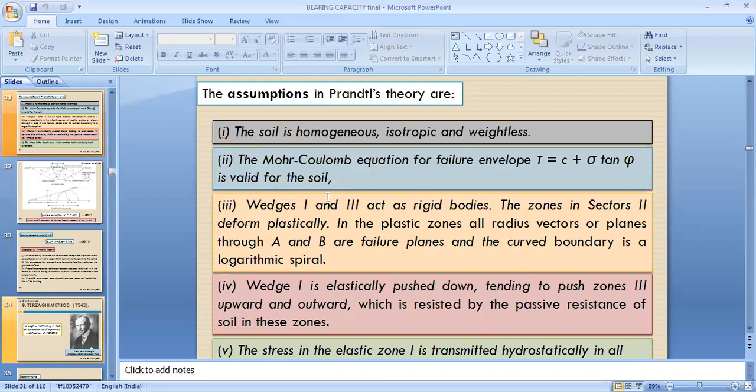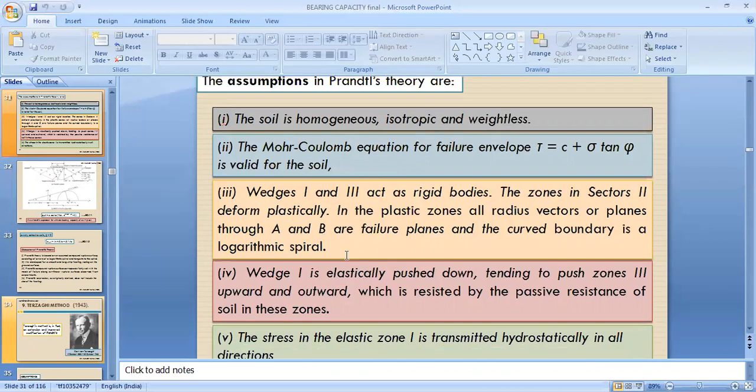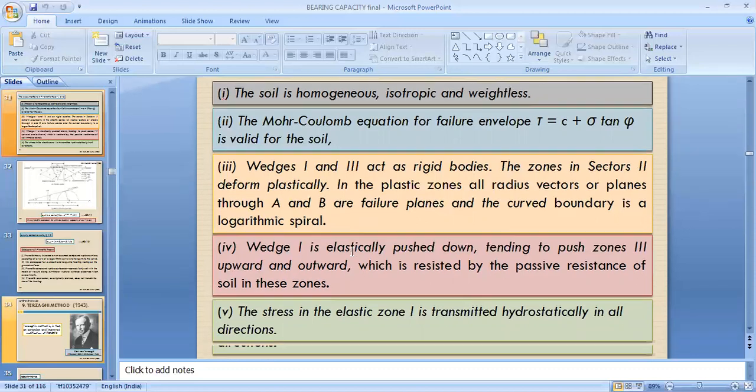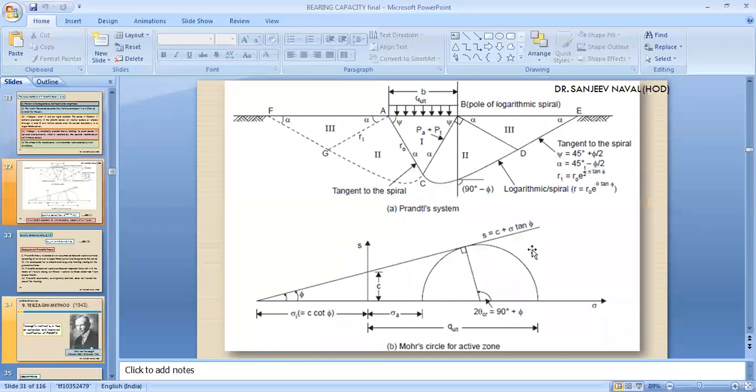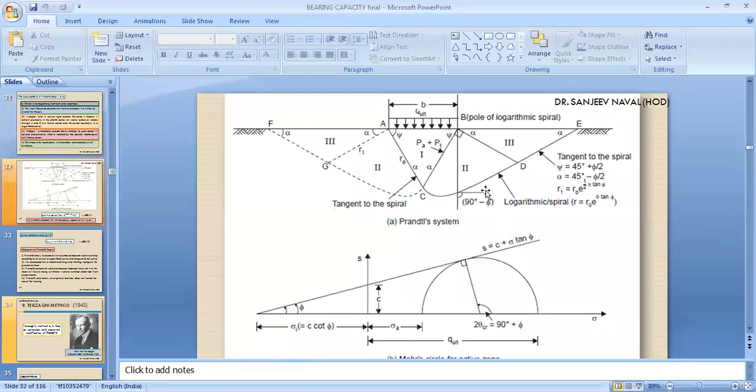The third one, wedges 1 and 3 act as rigid bodies. The zones in sector 2 deform plastically. In the plastic zone, all radius vectors are planes through A and B are failure planes, and the curved boundary is a logarithmic spiral. Wedge 1 is elastically pushed down, tends to push the zone 3 upward and outward, which is resisted by the passive resistance of the soil in these zones. The stress in elastic zone 1 is transmitted hydrostatically in all the directions. Now you can understand what I have just conveyed to you.